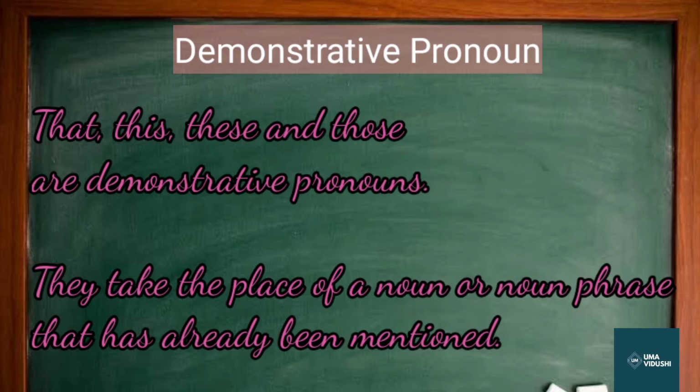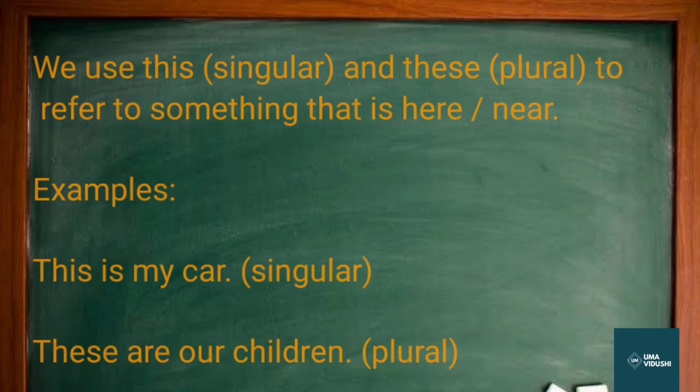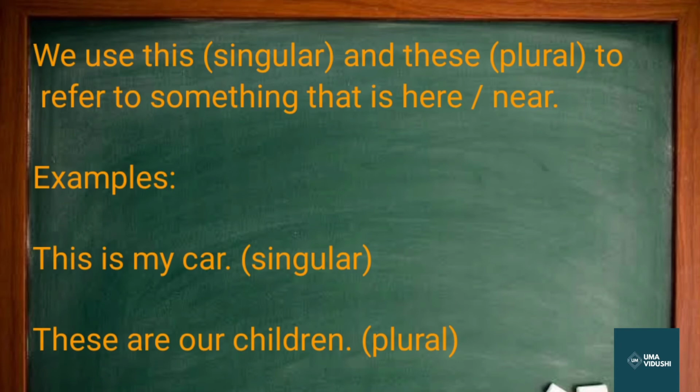Now here a question arises: where do we use demonstrative pronouns? They take the place of a noun or noun phrase that has already been discussed or mentioned. We use this for singular objects and these for plural objects to refer to something that is near to us. Have a look at examples like this: This is my car.